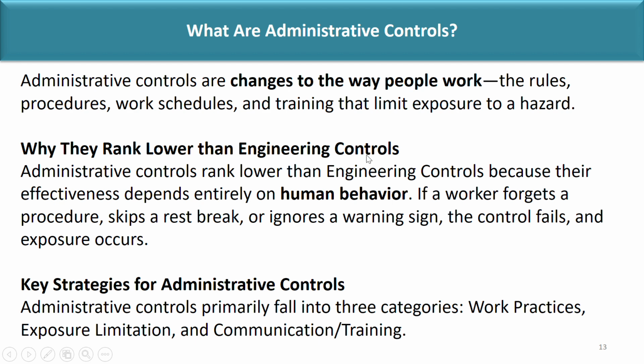What's the reason? Administrative controls rank lower than engineering controls because their effectiveness depends entirely on human behavior. If a worker forgets a procedure, skips a rest break, or ignores a warning sign, the control fails and exposure occurs. Key strategies for administrative controls: they primarily fall into three categories: work practice, exposure limitation, and communication training.